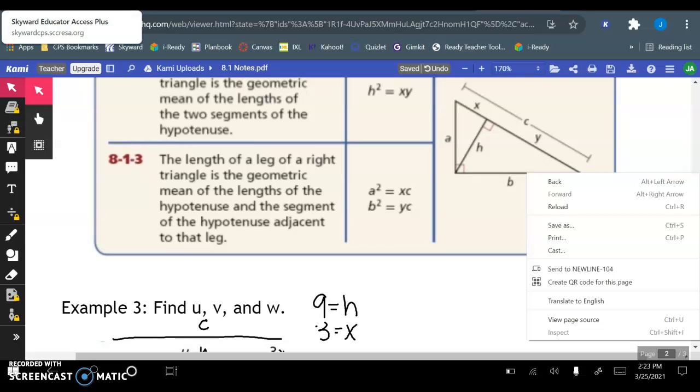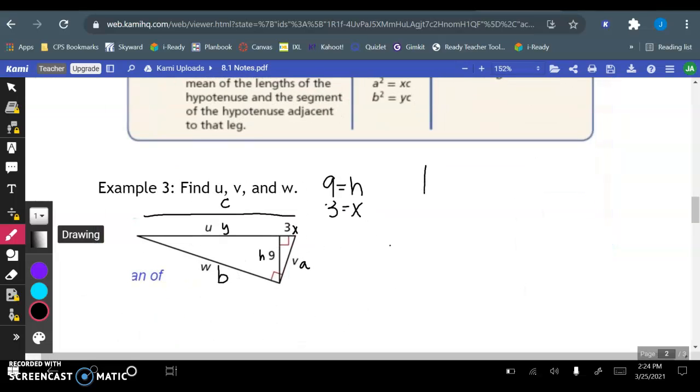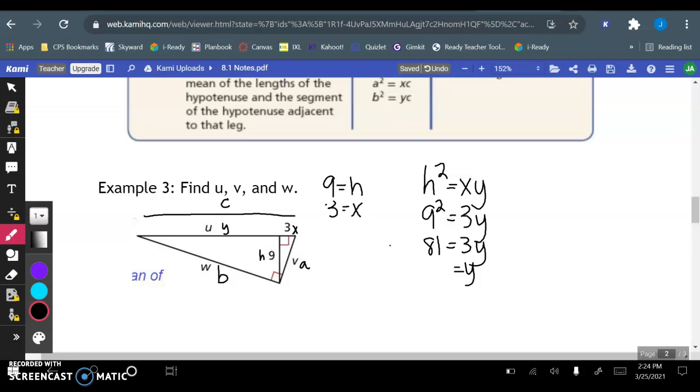So now because we know h and x, look at the three equations. Which one has h and x in it? Well, it's that top one. h squared equals x times y. So we're going to use that. h squared equals x times y. So we know h is 9. So 9 squared equals 3 times y. So 81 equals 3 times y. And then we divide both sides by 3. We get y is 27. So now we know that y is 27, which is really u. So u equals 27. So we have one of our answers.